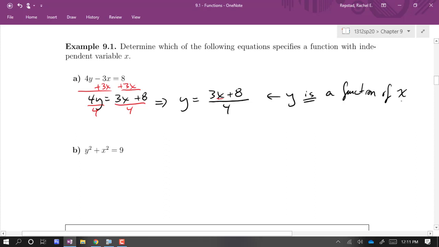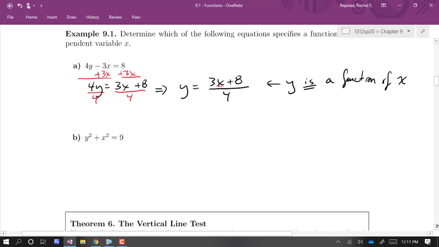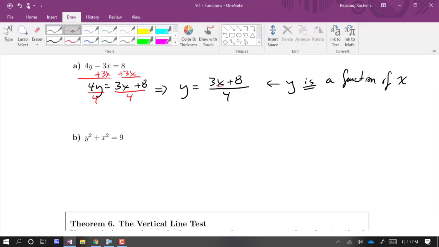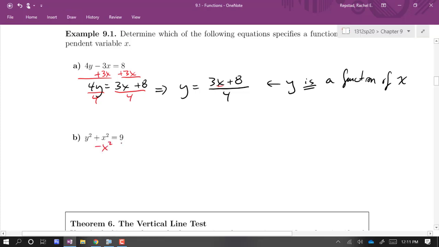To see what it looks like when we have an equation that does not specify a function, let's consider the following: y squared plus x squared equals 9. If I want to solve this for y, we subtract x squared. Y squared equals 9 minus x squared.